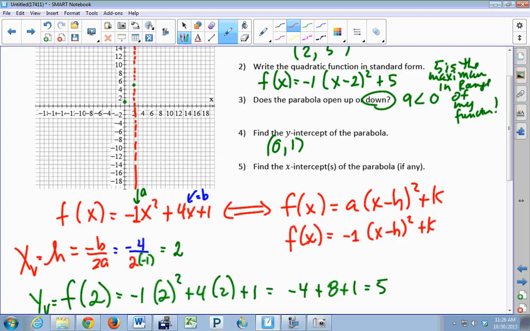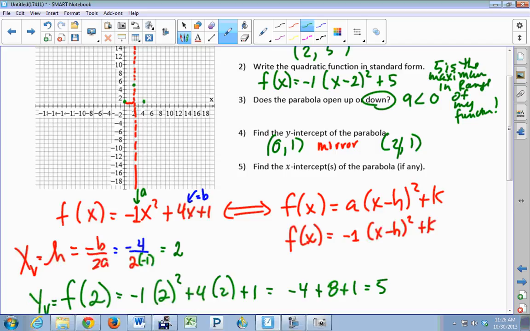And once I do that, that helps me find my mirror image, the point that's symmetric to my y-intercept. Since 0 is 2 units to the left of my vertex, its partner or mirror image is going to be 2 units to the right. So at 4, 1, I'm going to have another point. That's the mirror image.